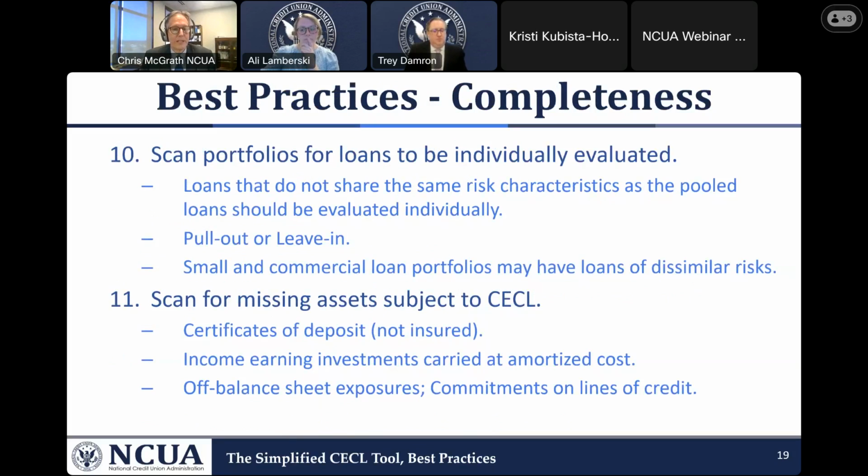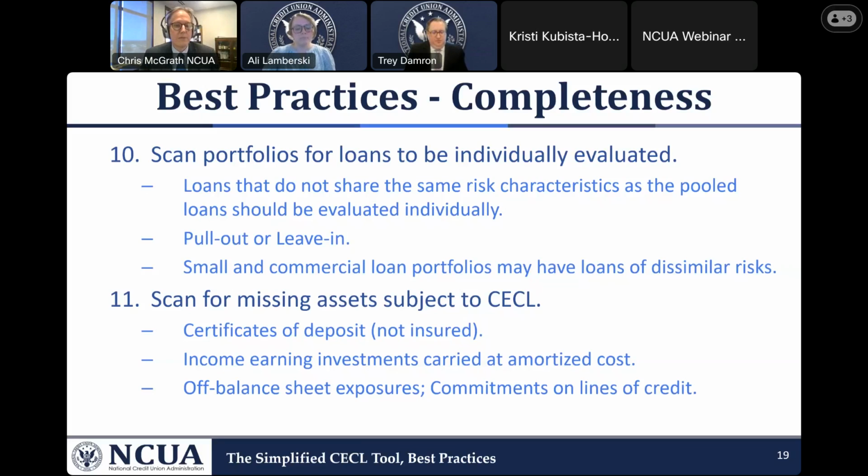Completeness. Always think about what could be missing. Take a step back and think about, do I have everything? What could be missing? For item 10, do we need to individually evaluate some loans? For me, when a loan is delinquent, its risk of non-performance is higher than the loans that are performing and should be separately evaluated. Now, accountants are split over this. Some reasonable minds may differ.